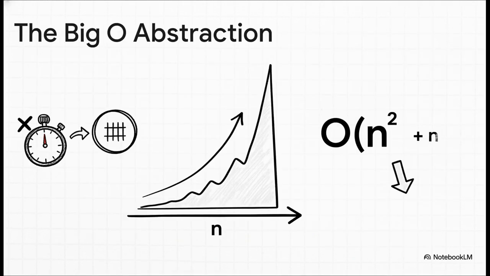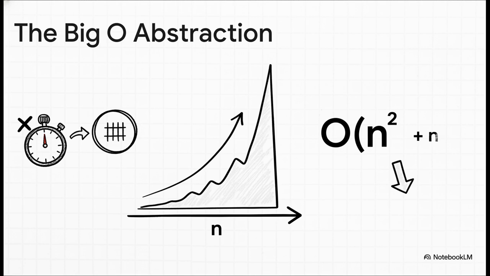And here's why it's so powerful. Big O is all about the big picture. We ignore seconds, because that changes from computer to computer. Instead, we count the number of steps or operations, and we only really care about the trend as our input, which we call n, gets massive.